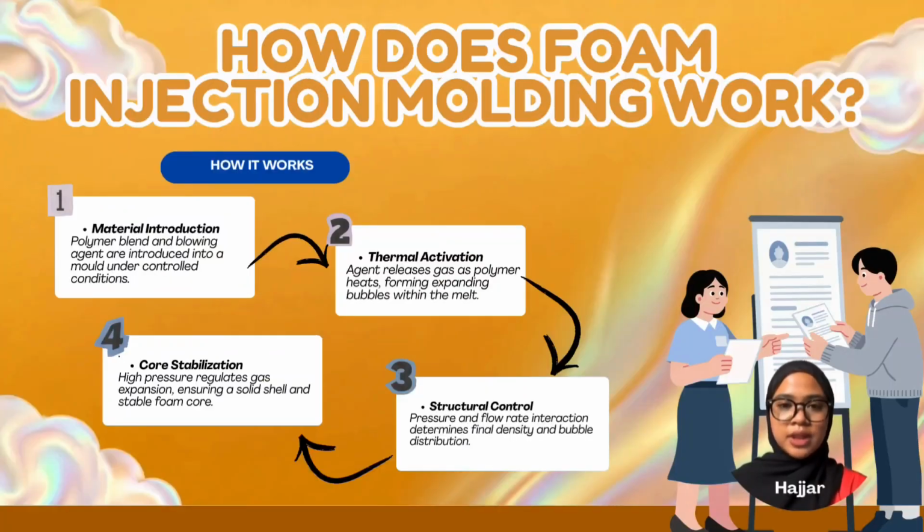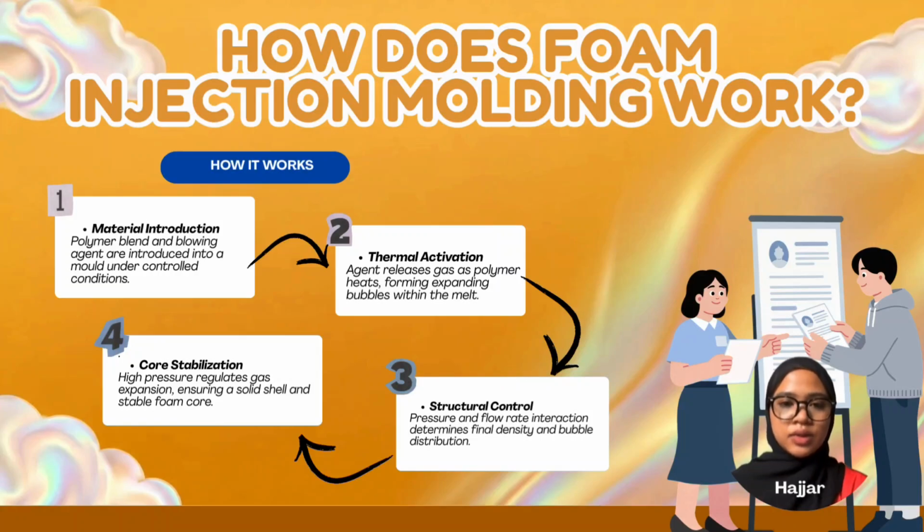Next, how does foam injection molding work? First, material introduction. This is the starting phase where the raw plastic and the foaming or blowing agent are loaded into the machine together. Second, thermal activation. As the machine's heated barrel melts the plastic, the heat activates the blowing agent, forcing it to release gas. This gas gets mixed deeply into the liquid plastic.